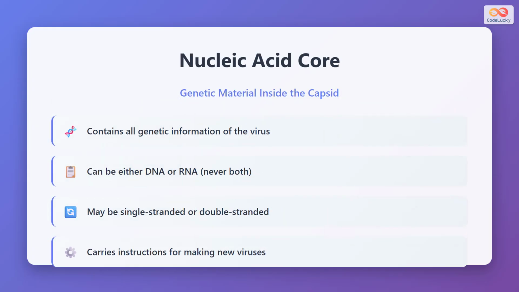Now let's look at the genetic material inside the capsid. The nucleic acid core contains all the genetic information the virus needs to function and reproduce. This genetic material can be either DNA or RNA, but never both in the same virus. The nucleic acid may exist as single-stranded or double-stranded molecules. These genetic instructions carry all the information needed to hijack host cells and produce new virus particles.